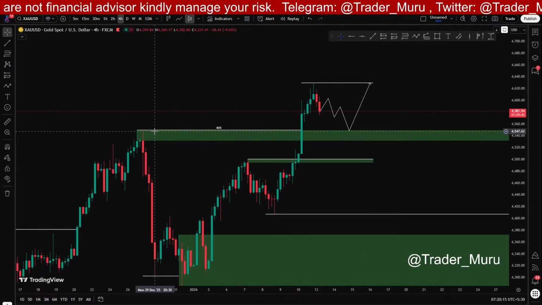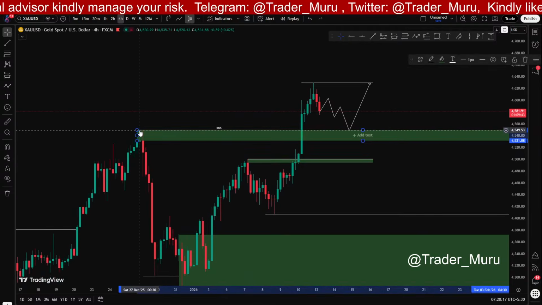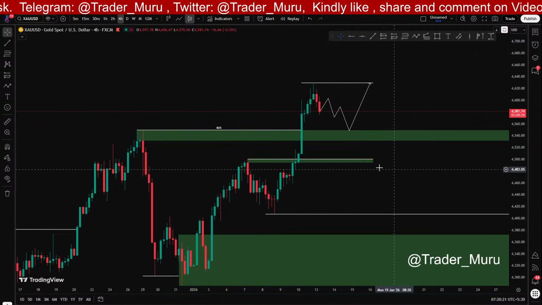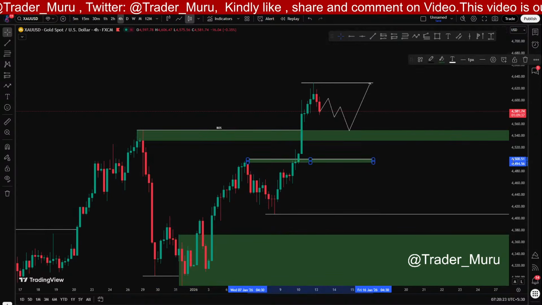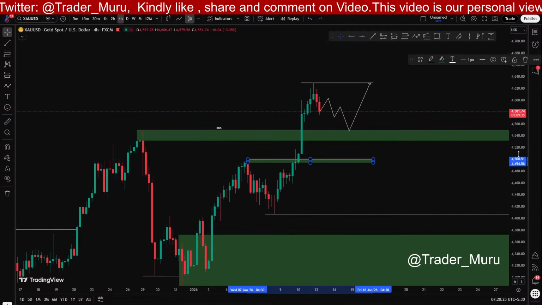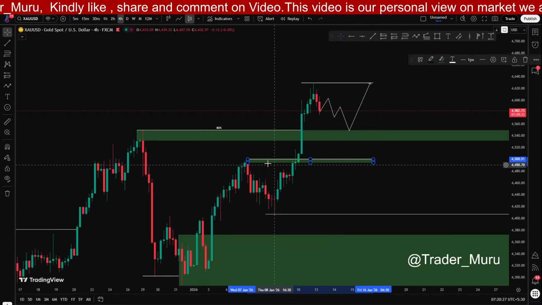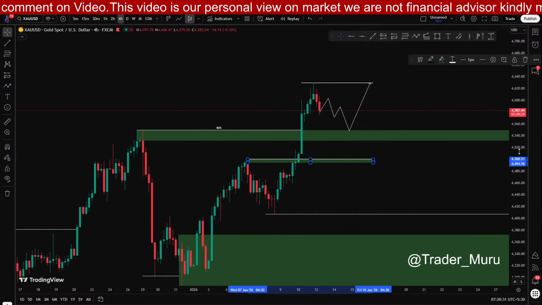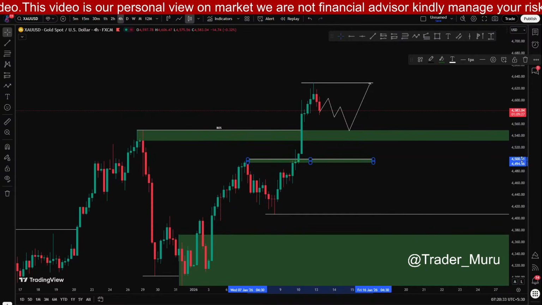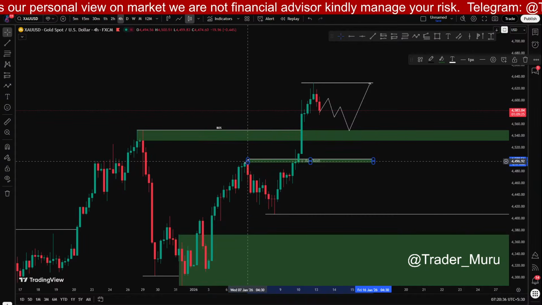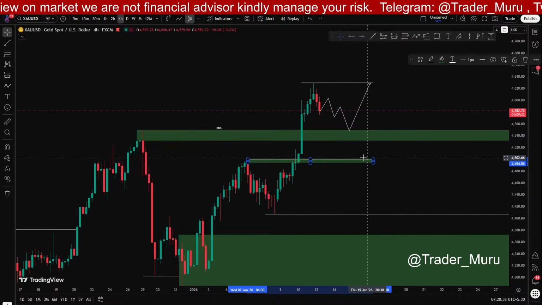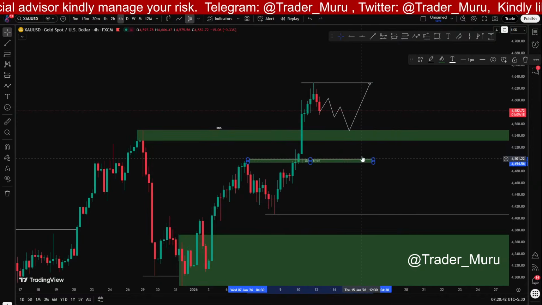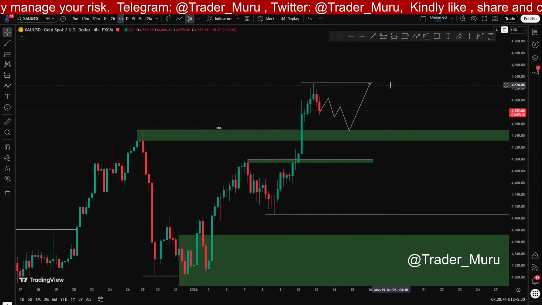For our structural area, first is 4549 to 4531, and second is 4500 to 4494. Why am I marking this area? Because it is aligned with a psychological level of 4500 and a mitigated structural area, so it can be a strong buy zone for another push.